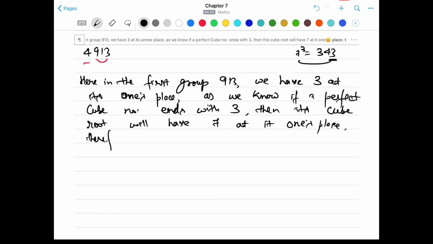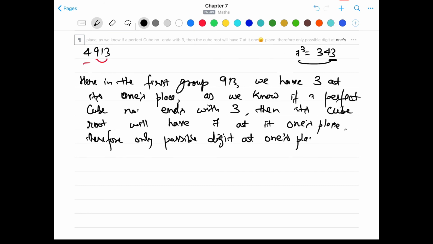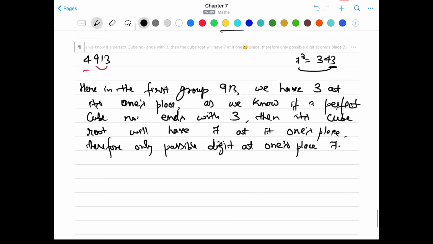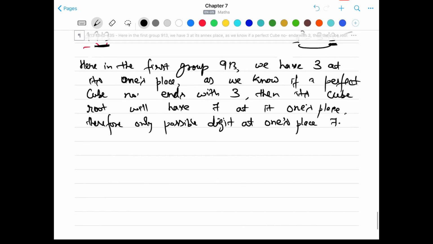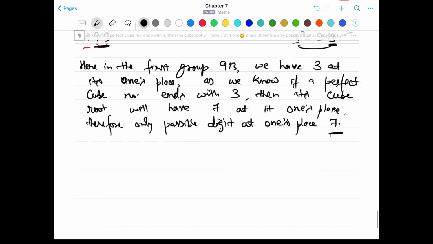Therefore the only possible digit at the ones place is 7. So from this triplet, or group of numbers, as it has 3 at the unit place, its cube root will have 7 at its ones place. So from here we got 7.